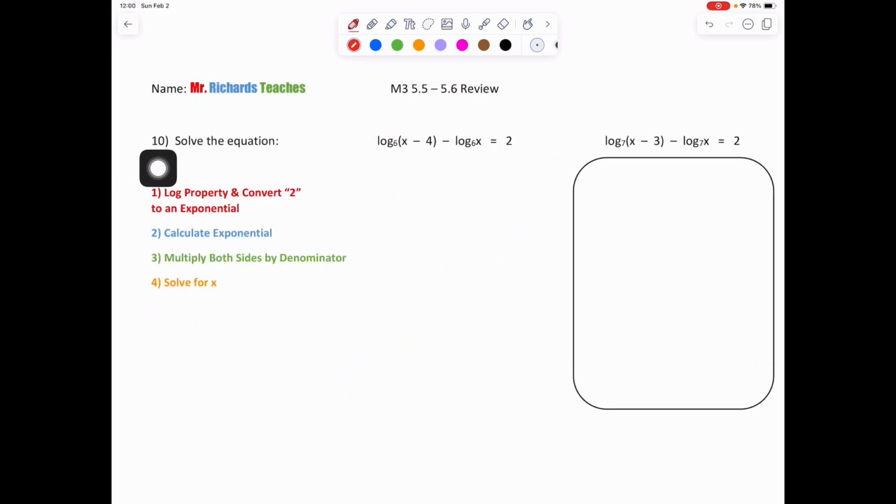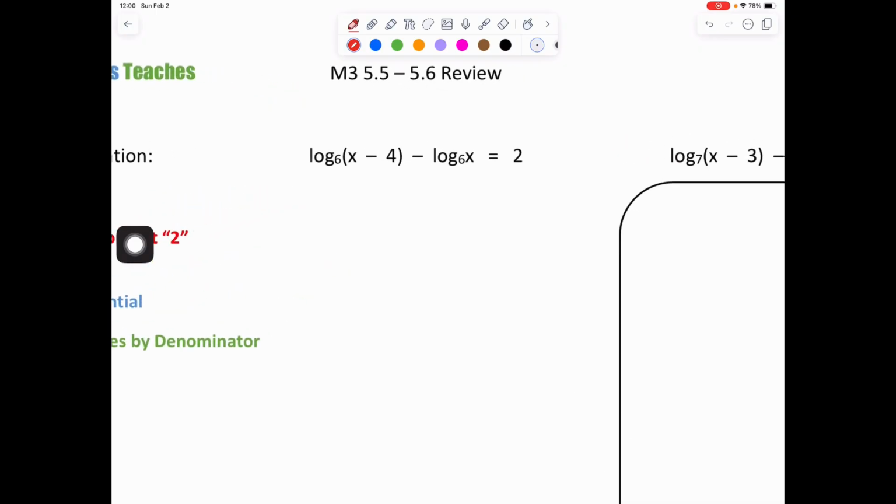A 10-piece nugget with fries, please. Solve the equation log base 6 of x minus 4 minus log base 6 of x equals 2. Step 1, log property and convert 2 to an exponential. Let's do it in one swoop, please and thank you.